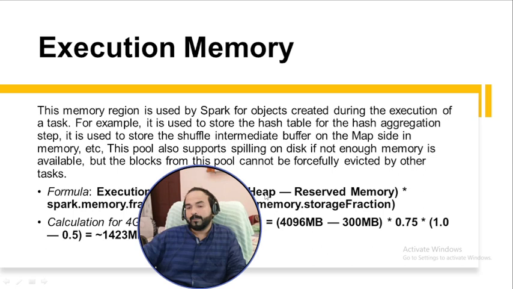So execution memory: this memory region is used by Spark for objects created during the execution of a task. For example, it is used to store the hash table for the hash aggregation step. It is used to store the shuffle intermediate buffer on the map side in memory. And this pool uses the same calculation formula.